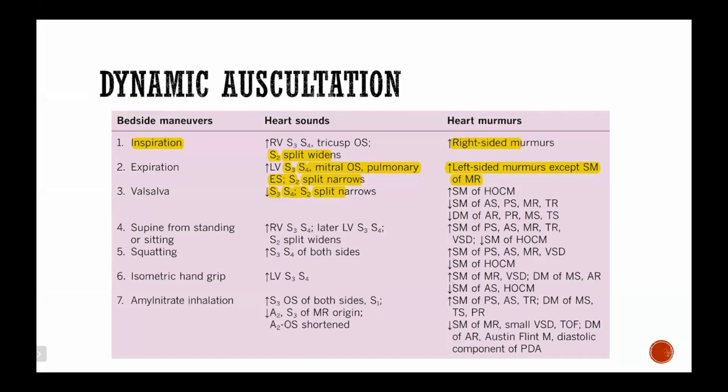The first thing is respiration. During inspiration, a negative intrathoracic pressure is created, and because of that negative intrathoracic pressure, venous return will increase.